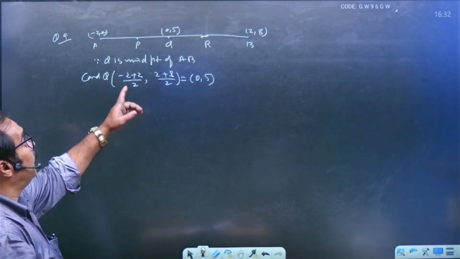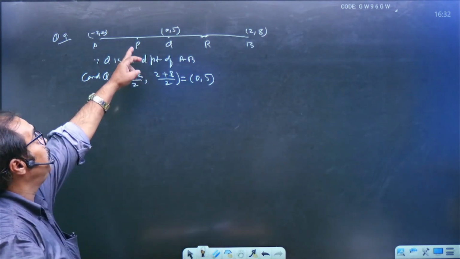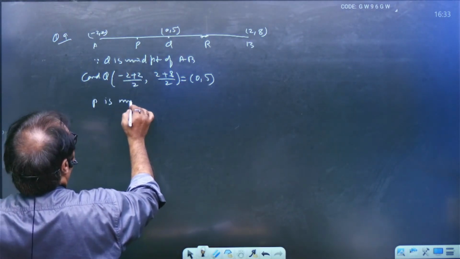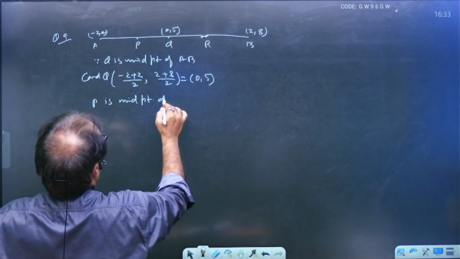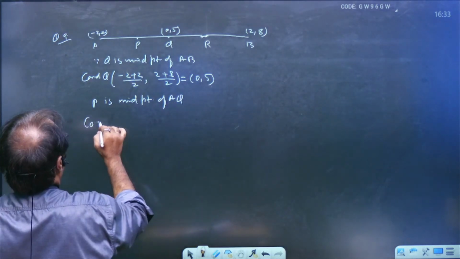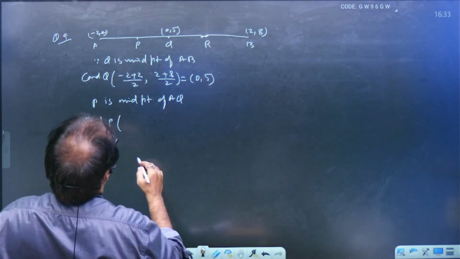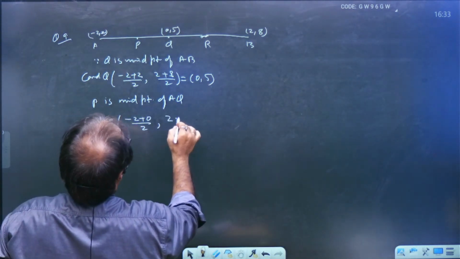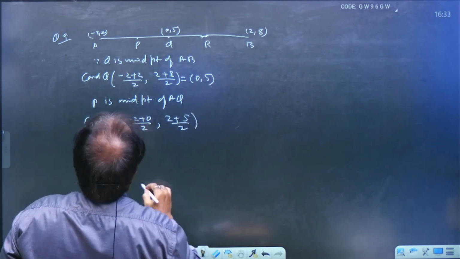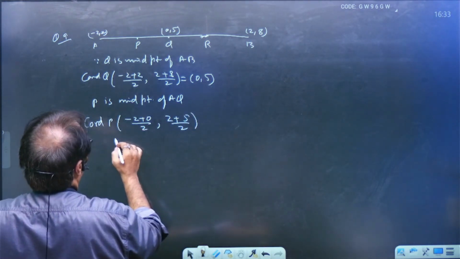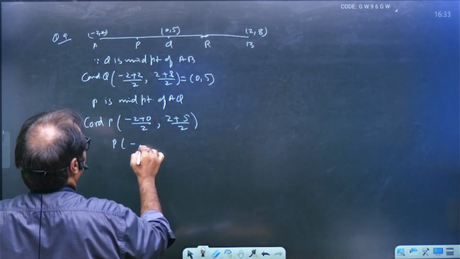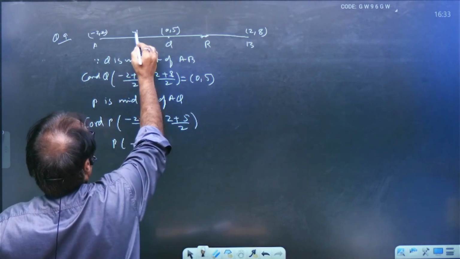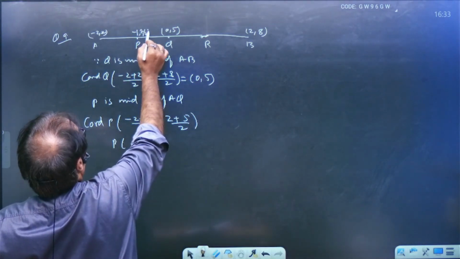Okay, and after getting the value of Q, now apply: P is the midpoint of AQ. So find the coordinate of P by applying the midpoint formula. So minus 2 plus 0 by 2 and 2 plus 5 by 2, right? So minus 2 plus 0 by 2 means minus 1, and this is 7 by 2. So we got the point minus 1 and 7 by 2.